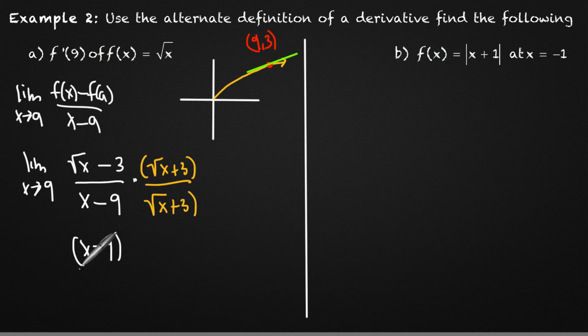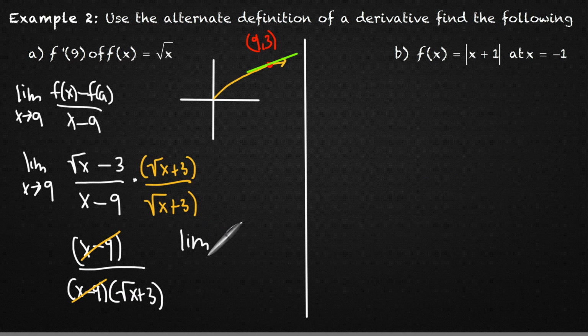And whatever you do, do not multiply this on the bottom, because you want to recognize that you can cancel off the x minus 9s. So let's go ahead and cancel those off. So x minus 9 is gone. And then we are going to take the limit. Now this time, not as h approaches 0, but as x approaches 9.